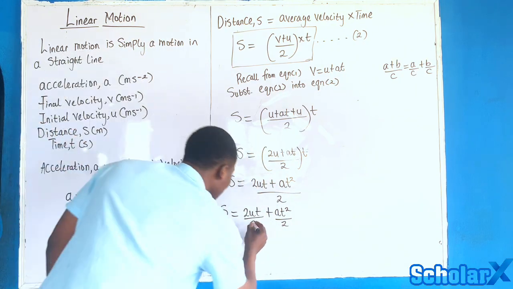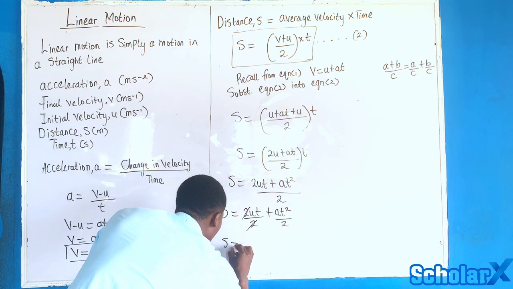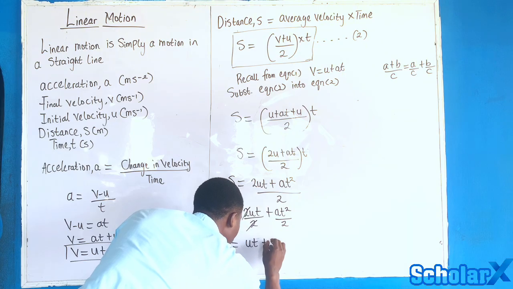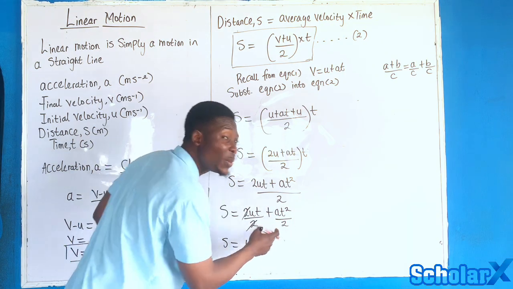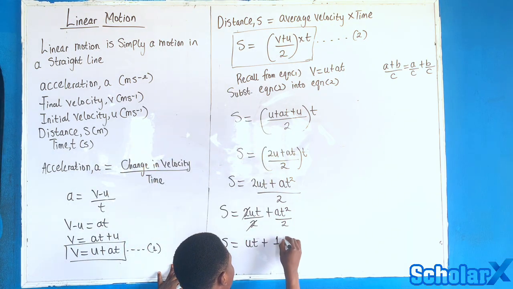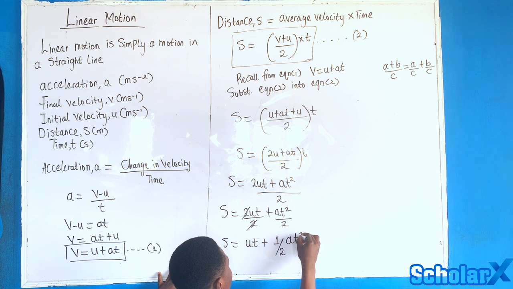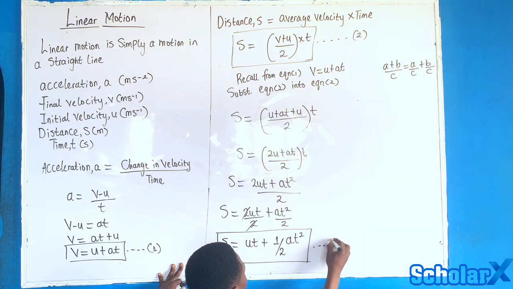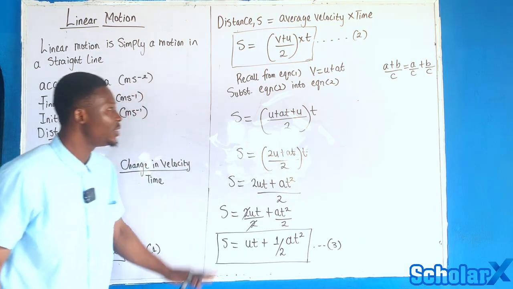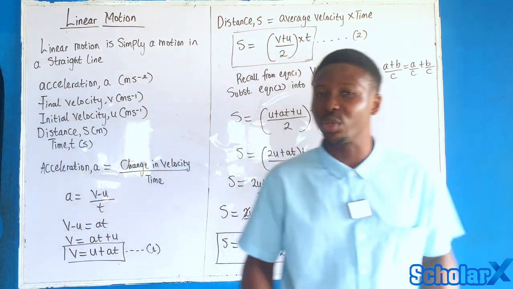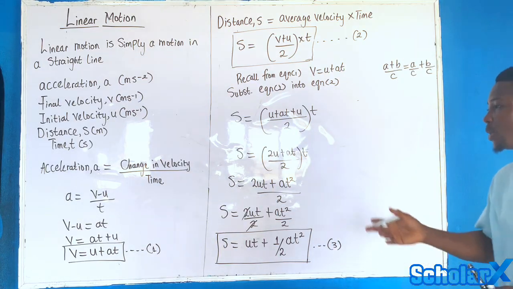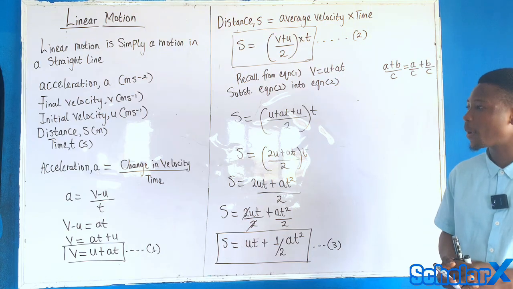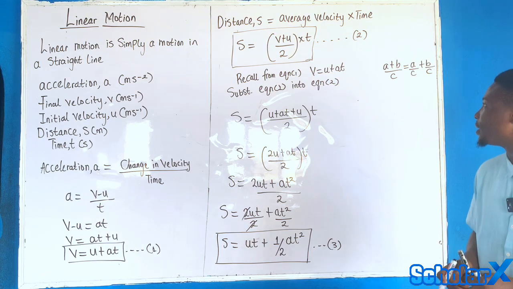And then, of course, you notice that 2 takes away 2 here. So S is equal to UT. Let's write this better: UT plus. Now, AT squared divided by 2 can also be written as half AT squared. And this gives us the third equation of motion. All right? So take note of that.